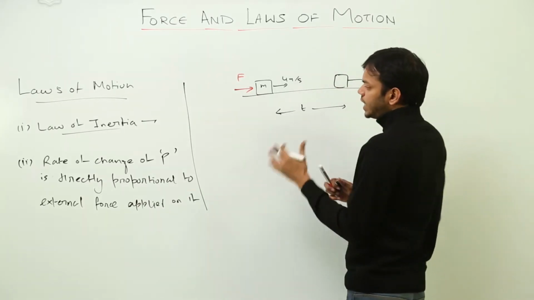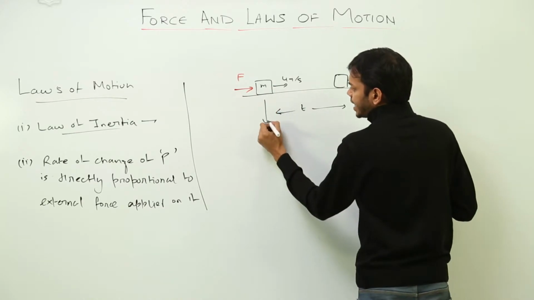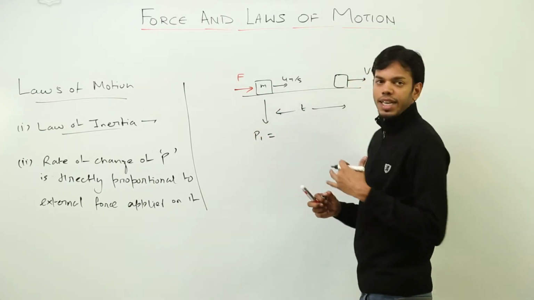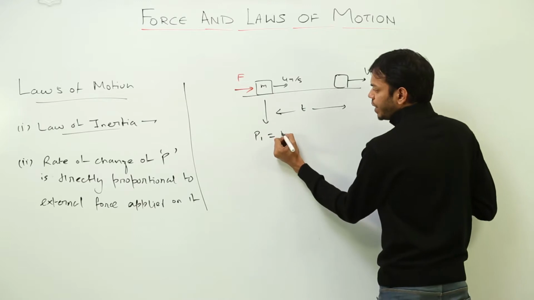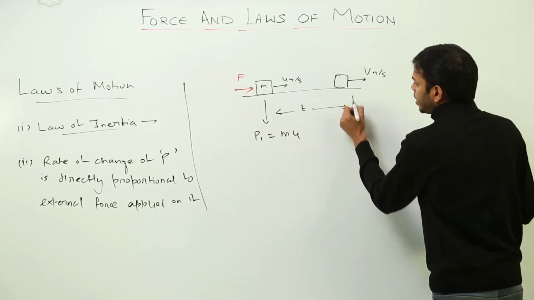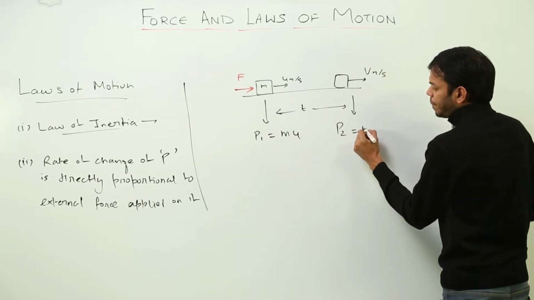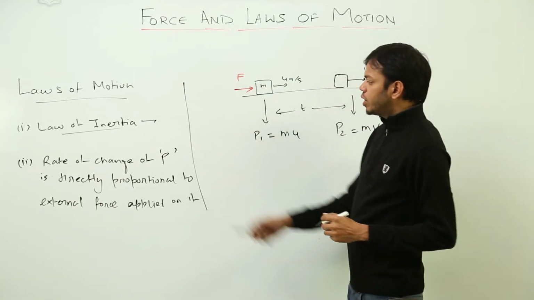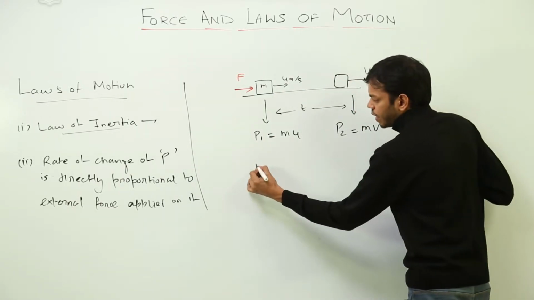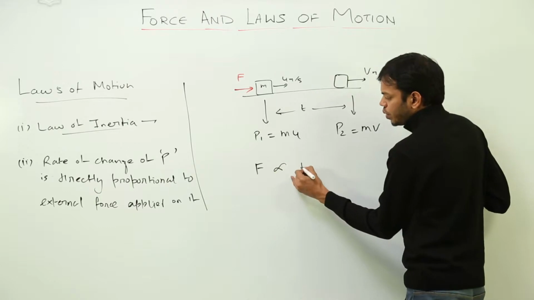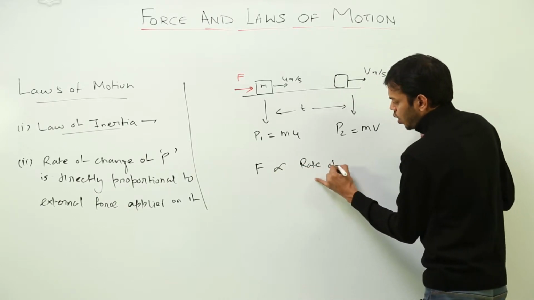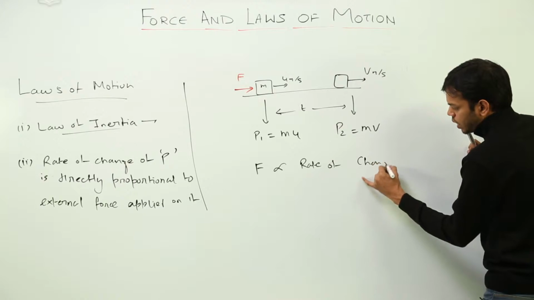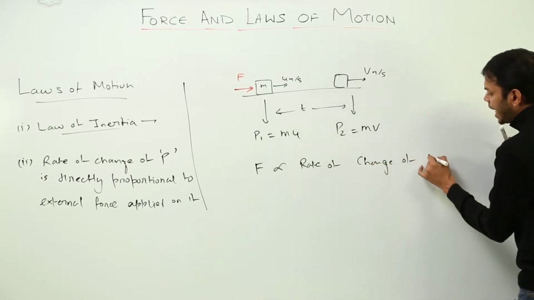So what was the initial momentum? Let us say P1 is the initial momentum. Momentum is the product of mass and velocity, so it would be m into u. Whereas here momentum would be m into v. According to this law, force is directly proportional to the rate of change of momentum.